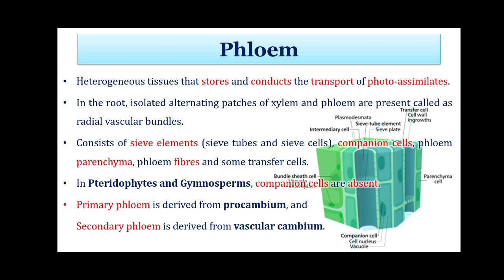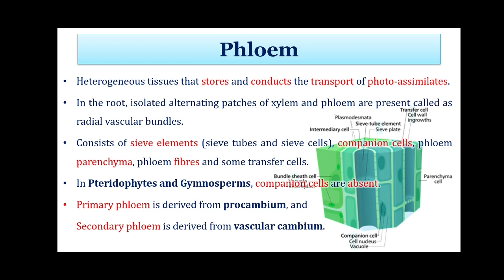Photoassimilate means the products of photosynthesis. They consist of sieve elements. Sieve element is again of two types: sieve tubes and sieve cells. Other components are the companion cell, phloem parenchyma, and the phloem fibers. So these four, sieve elements, companion cell, phloem parenchyma, and phloem fibers, are the four important constituents of the phloem as a complex permanent tissue.